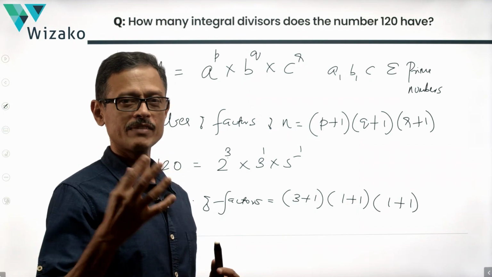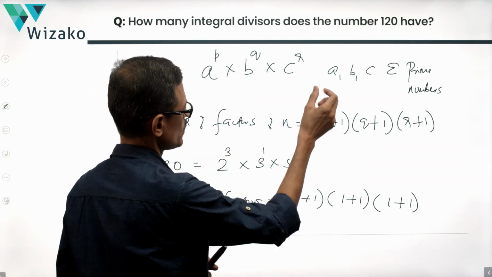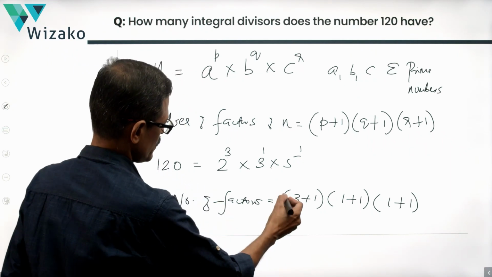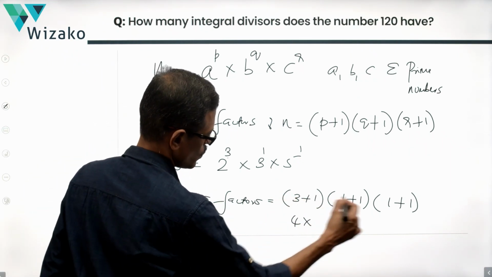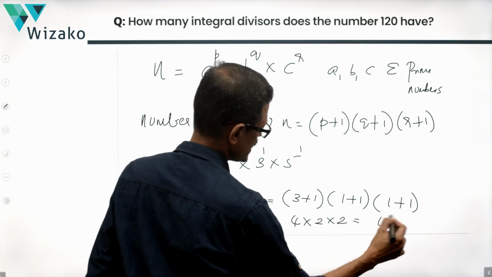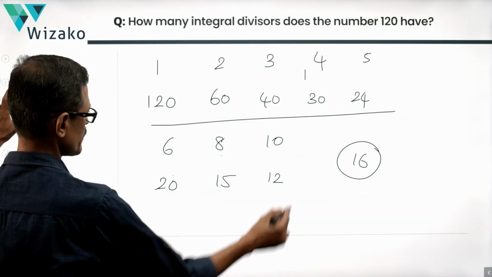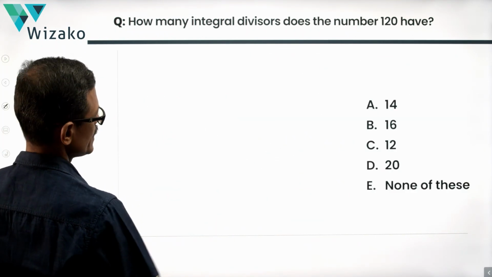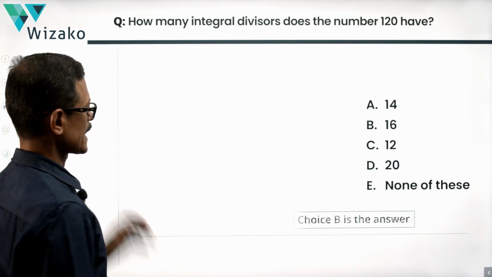It's nice to learn it that way, but here all you need to know is p plus 1 into q plus 1 into r plus 1 will give us the number of factors. 3 plus 1 is 4, 1 plus 1 is 2, another 1 plus 1 is 2, 4 into 4 is equal to 16. Is that the answer that we got here? Yes. So the number of factors for this number 120 is equal to 16. Choice B is the correct answer to the question.